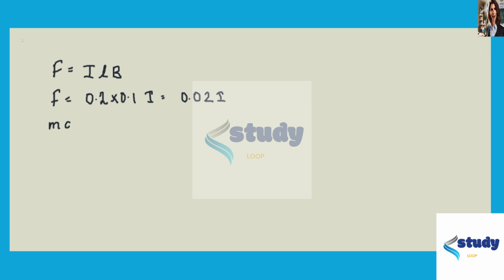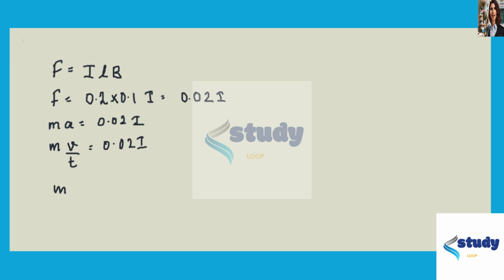Now the force on the wire is upwards, so let m be the mass of the wire and let a be the acceleration of the wire. So ma equals 0.02 I. Since the wire was initially at rest and the acceleration was uniform because the force is uniform, you can write from the equation of motion, a will be equal to v upon t.